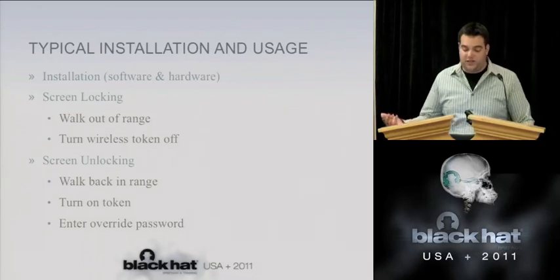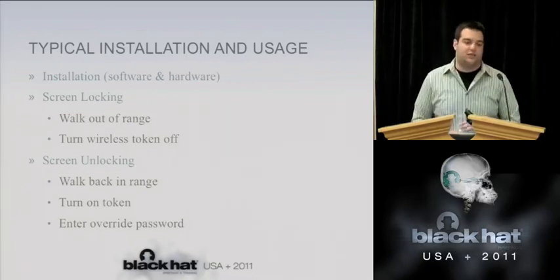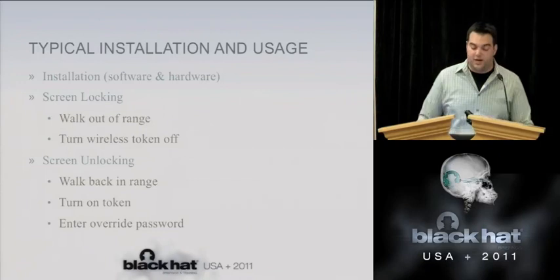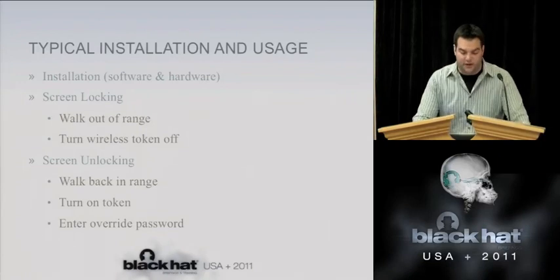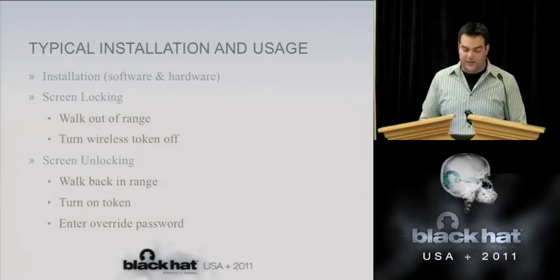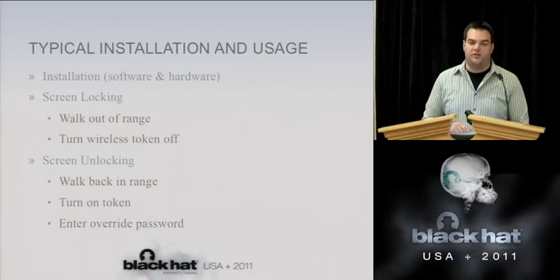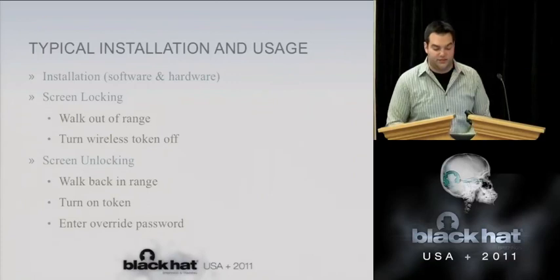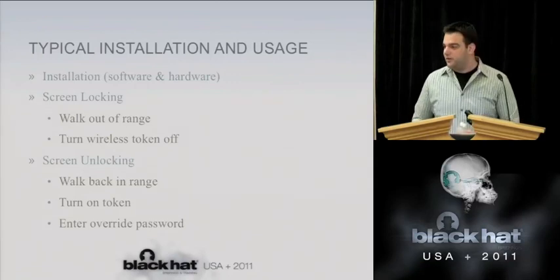You can also simulate the exact same thing by just turning the wireless token off. There's a switch on the side. You can switch off the token, and it will lock the screen, and when you switch it back on, it'll unlock. And the last way, which we really won't get into too much, is that to unlock the screen, you can also enter the override password you had supplied into a dialog, and it'll unlock the screen.